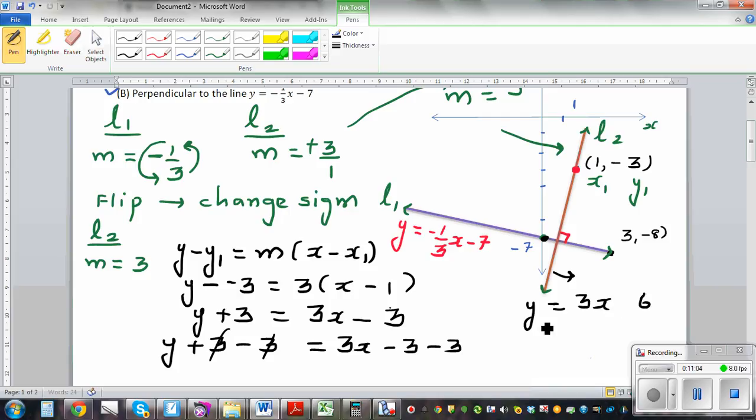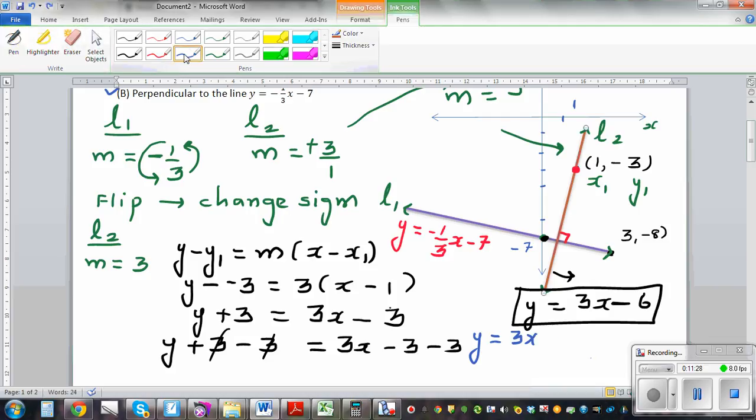Okay, how would you confirm your answer? By plugging in the value of x in the equation. So let's confirm that. When x is 1, y should be negative 3. So y is equal to 3 times 1, take away 6, which is 3, take away 6, which is negative 3. So when x is 1, y is negative 3. So our equation is right.